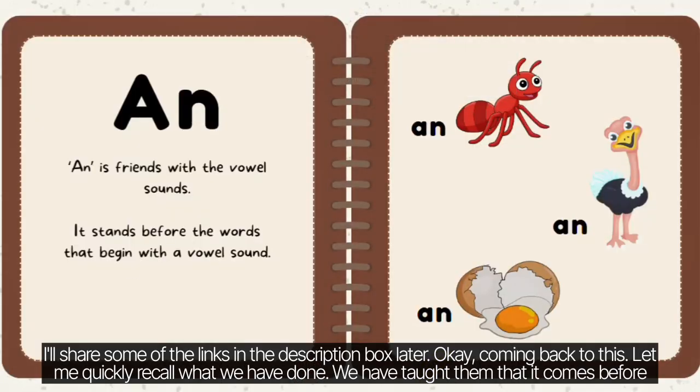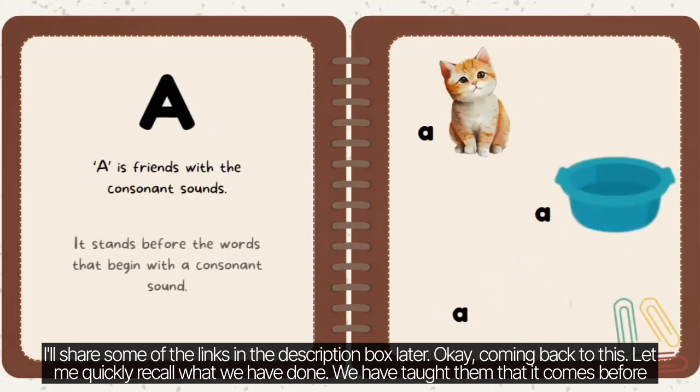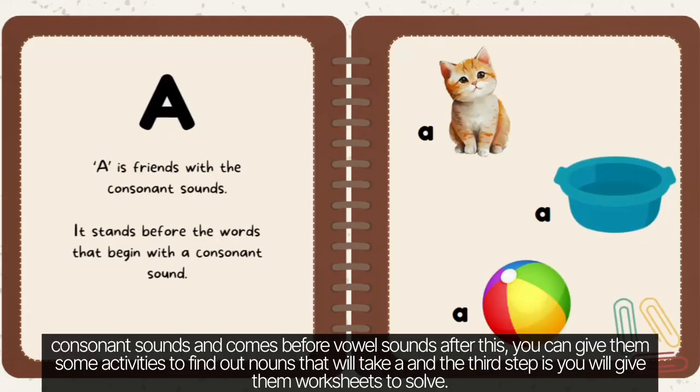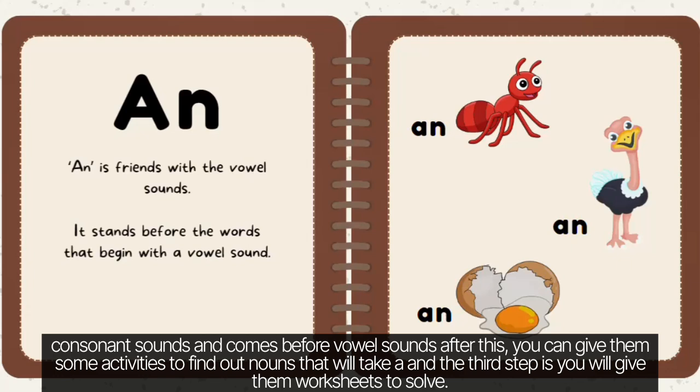Okay, coming back to this, let me quickly recall what we have done. We have taught them that A comes before consonant sounds, N comes before vowel sounds, and after this, you can give them some activities to find out nouns that will take A and N. And the third step is you will give them worksheets to solve.